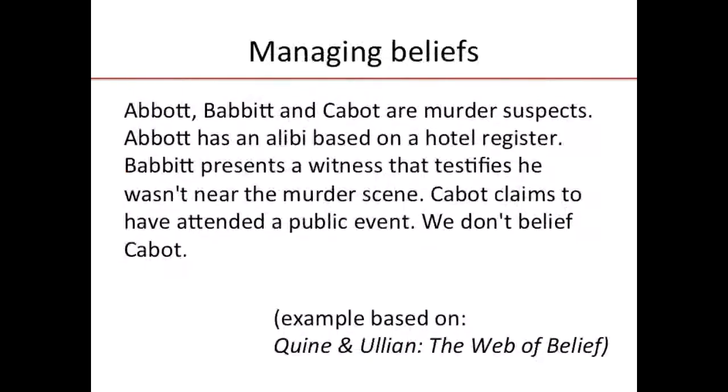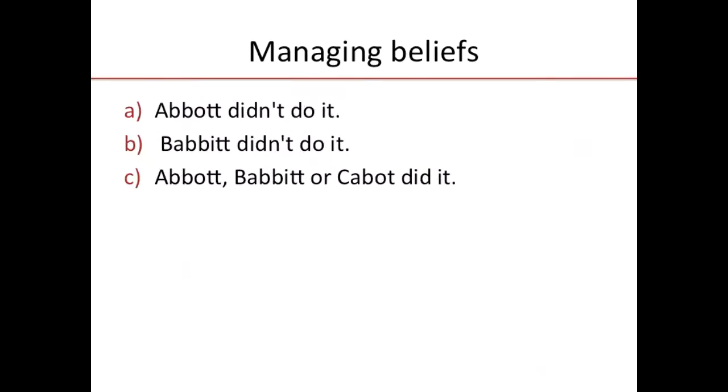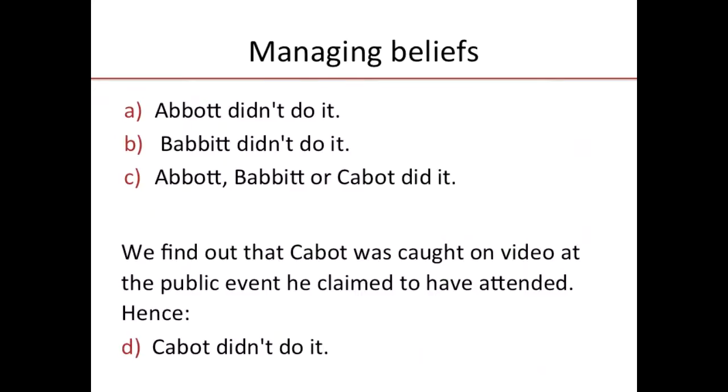So, Abbott, Babbitt, and Cabot are murder suspects. Abbott has an alibi based on a hotel register. Babbitt presents a witness that testifies he wasn't near the murder scene, and Cabot claims to have attended a public school event. We don't believe Cabot. Now, based on that, we think that Abbott didn't do it, Babbitt didn't do it, but we know that Abbott or Babbitt or Cabot did it.